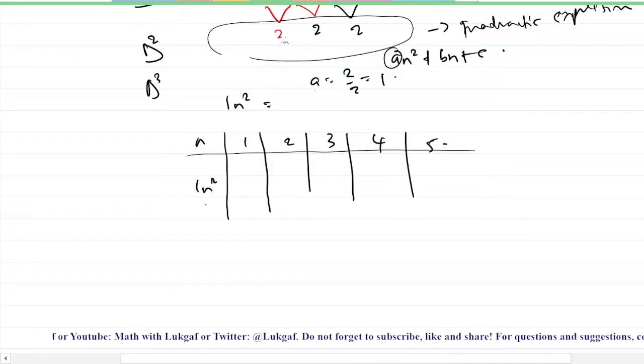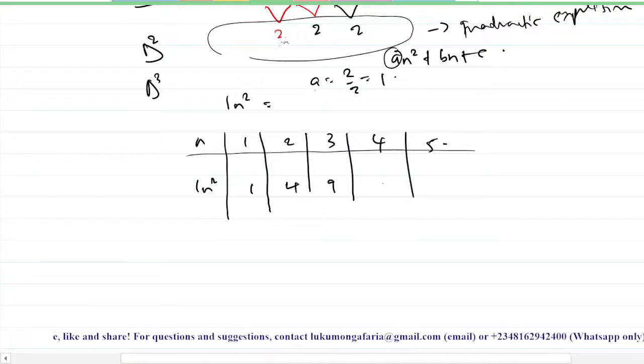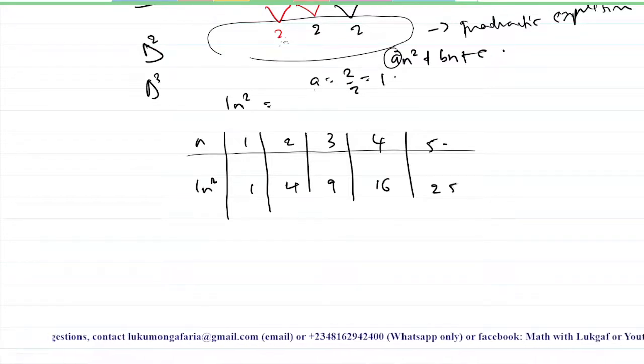then what am I going to have? This is going to give me 1. 2 squared is 4. 3 squared is 9. This is 16. And this is 25. Then what are you going to do after that? Based on the explanation I gave.